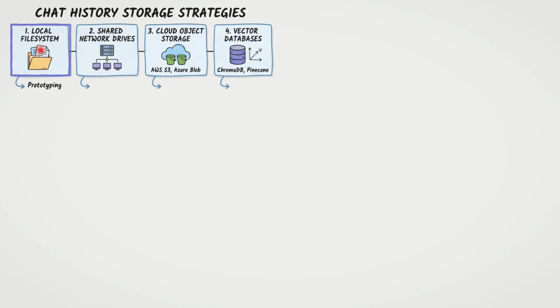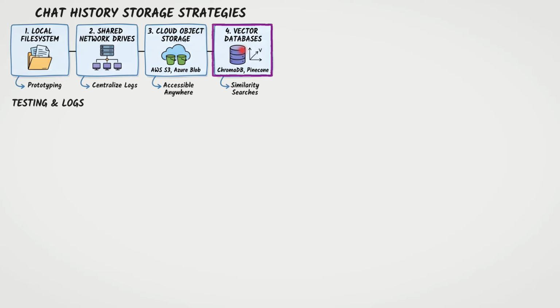For production-level applications, storing chat history requires robust strategies. Local file systems are fine when you are just prototyping, but as you scale, you might shift to shared network drives to centralize your logs across a team. For true scalability, cloud object storage like AWS S3 or Azure Blob keeps data in accessible buckets. And for advanced AI features, vector databases like ChromaDB store data mathematically, allowing you to perform semantic similarity searches rather than just matching exact keywords.